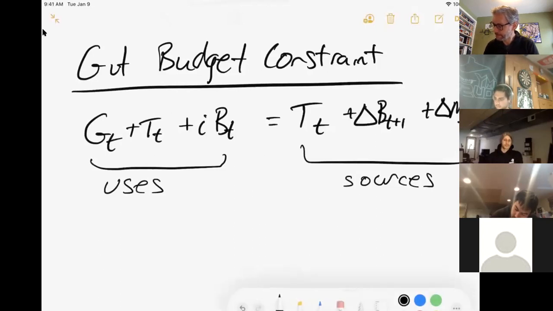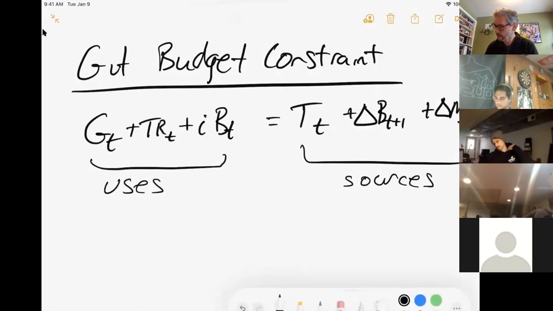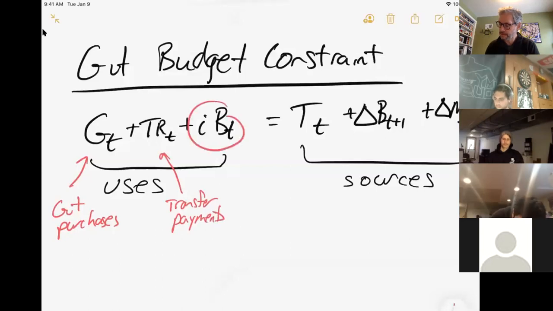Sorry, I have a typo here. This should be TR, not T. Okay, so this is government purchases, transfer payments, and this is interest payments on the debt. Those are the three things that the government uses money for. They use it to purchase goods and services, for transfer payments, and they have to make interest payments on their debt.